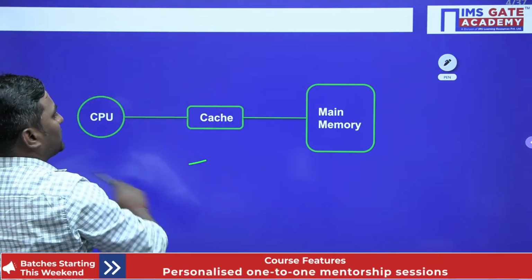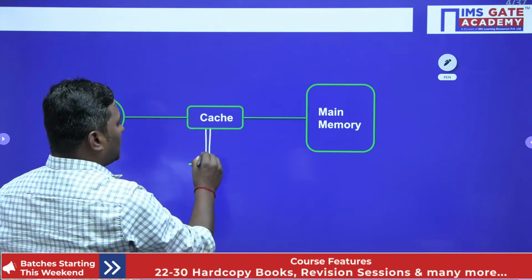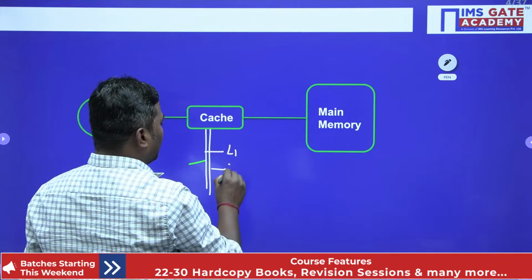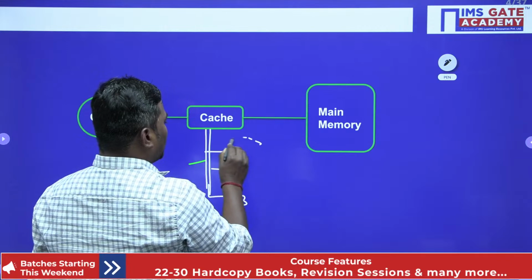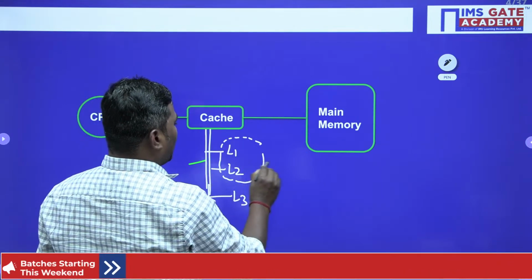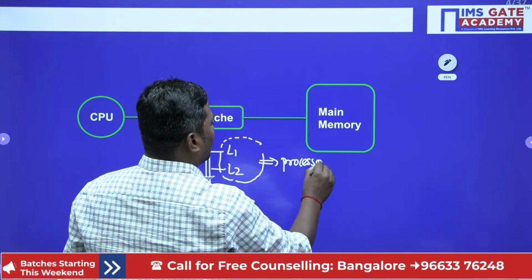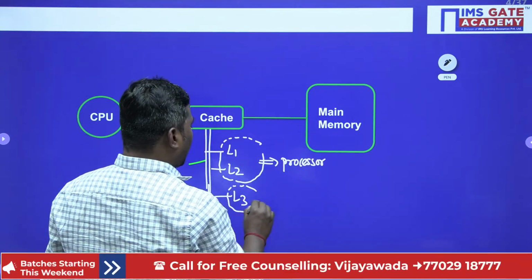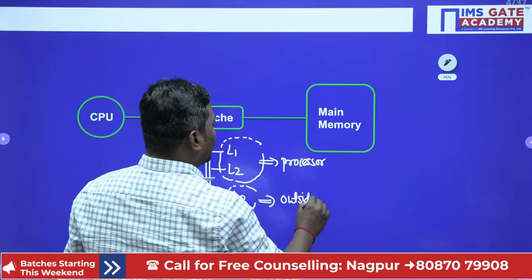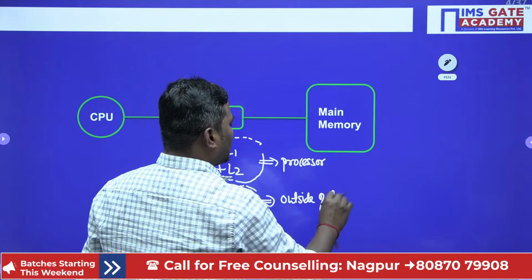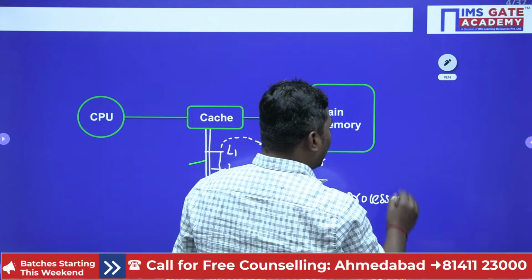Some modern architectures have multiple levels; the cache can be a level 1 cache, level 2 cache, or level 3 cache. These two, L1 and L2, are part of the processor only. The level 3 cache will be outside the processor, where the processor means the CPU. Okay, getting my point, all of you.